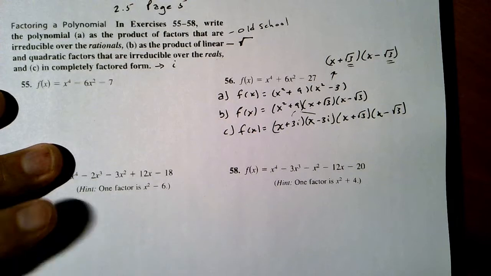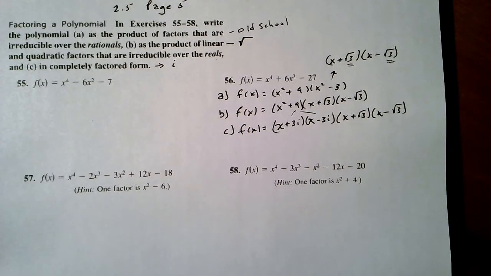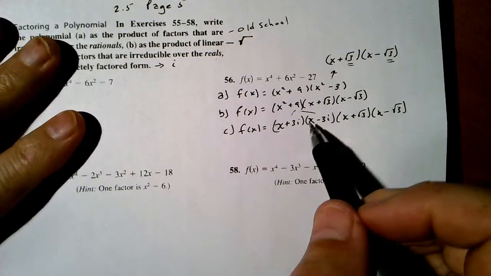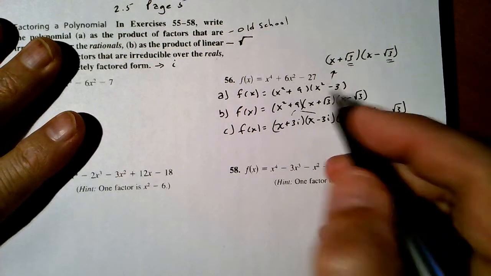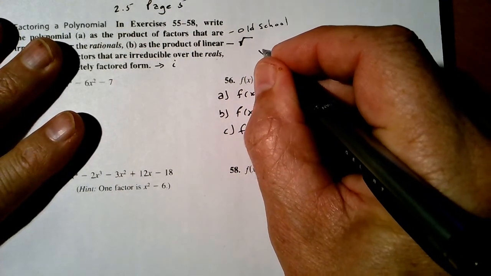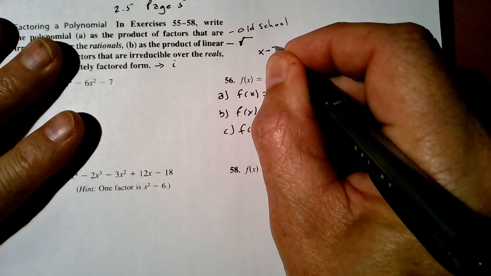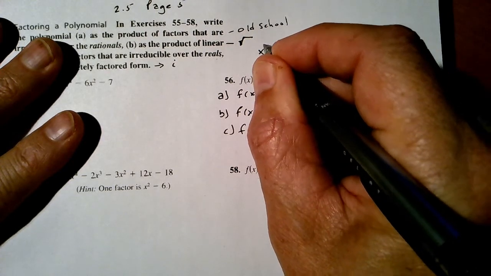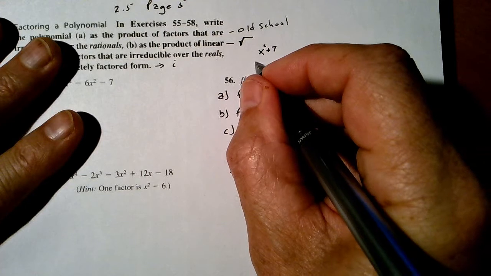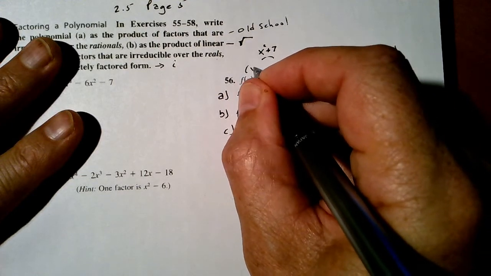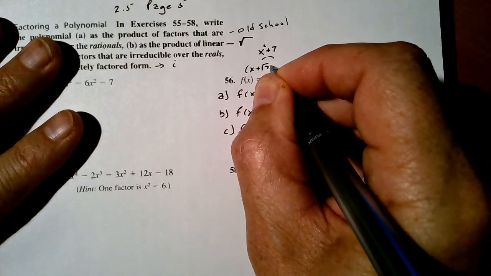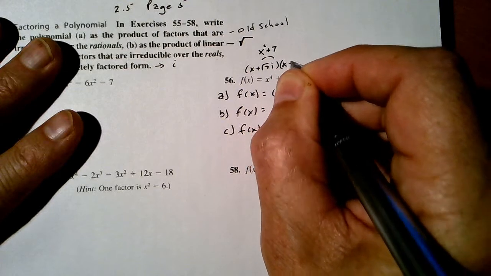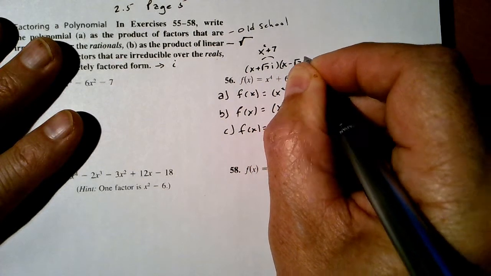The sum of perfect squares is factorable in imagination land. And also, if we put this process and this together, we could see that if I had, let's say, x squared plus 7, that could factor into x plus square root of 7 i times x minus square root of 7 i.